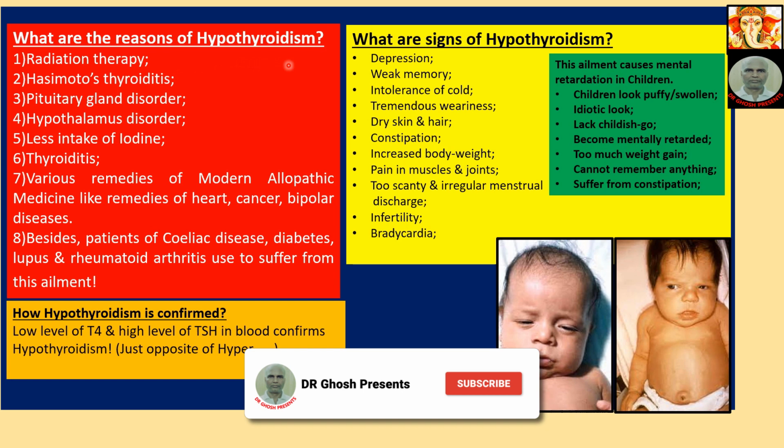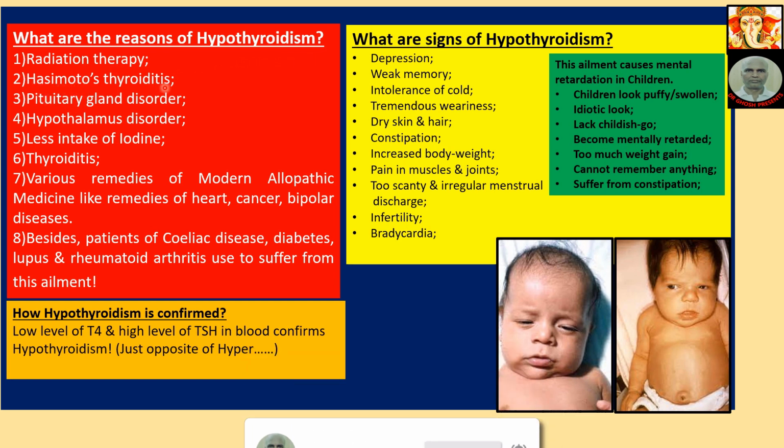How is hyperthyroidism detected? A high level of T4 hormone and a low level of TSH in blood confirms hyperthyroidism. What are the reasons of hypothyroidism? Radiation therapy, Hashimoto's thyroiditis, a special type of thyroiditis, pituitary gland disorder, hypothalamus disorder, less intake of iodine, various medicines of modern allopathic medicine, like remedies for heart, cancer, bipolar disease. Besides, patients of celiac disease, diabetes, lupus, rheumatoid arthritis are prone to suffer from this ailment.